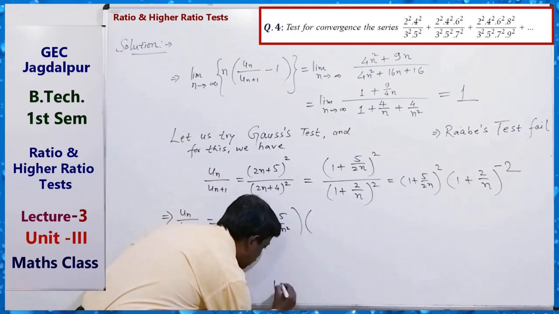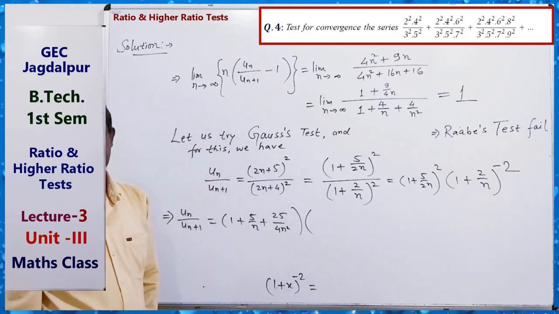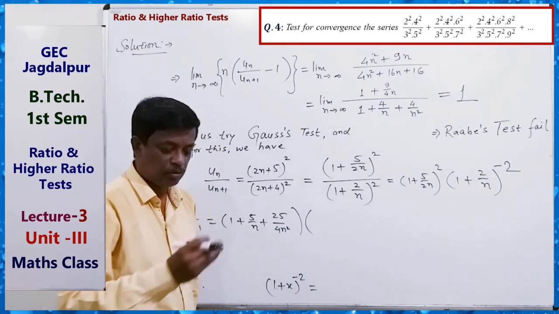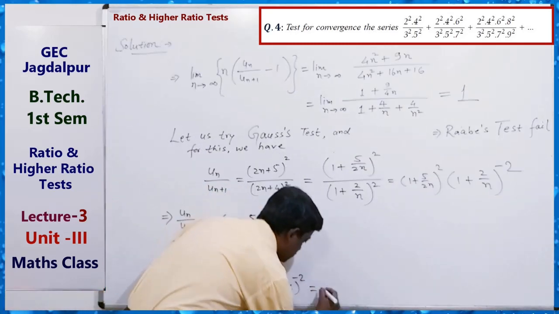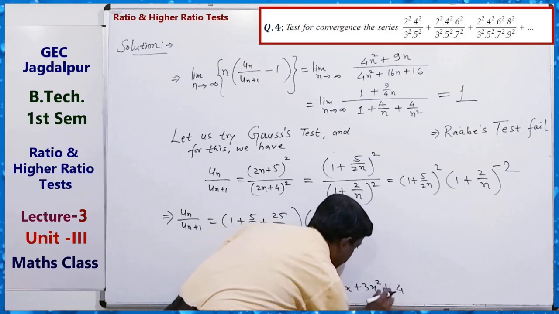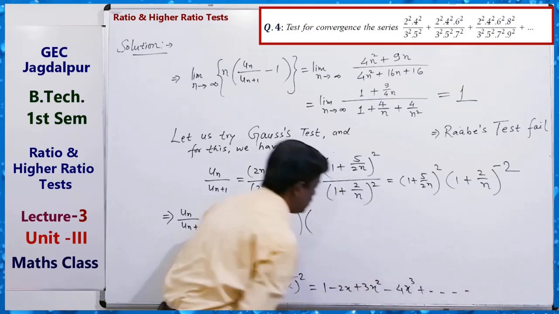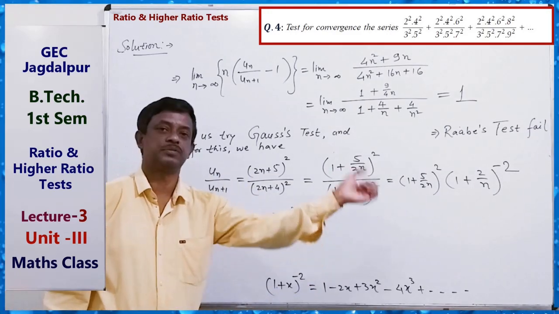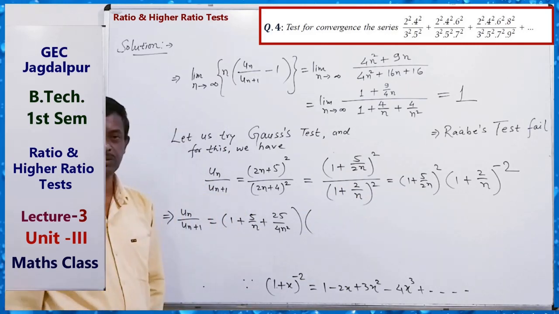And now the binomial theorem we know: (1 plus x) to the power minus 2. This series can be written with signs plus, minus, plus, minus, plus, minus, and x to the power 0, 1, 2, 3, 4, 5, 6, with coefficients 1, 2, 3, 4, 5, 6. That means 1 minus 2x plus 3x square minus 4x cube, and so on. This is the formula we know by using the binomial series.